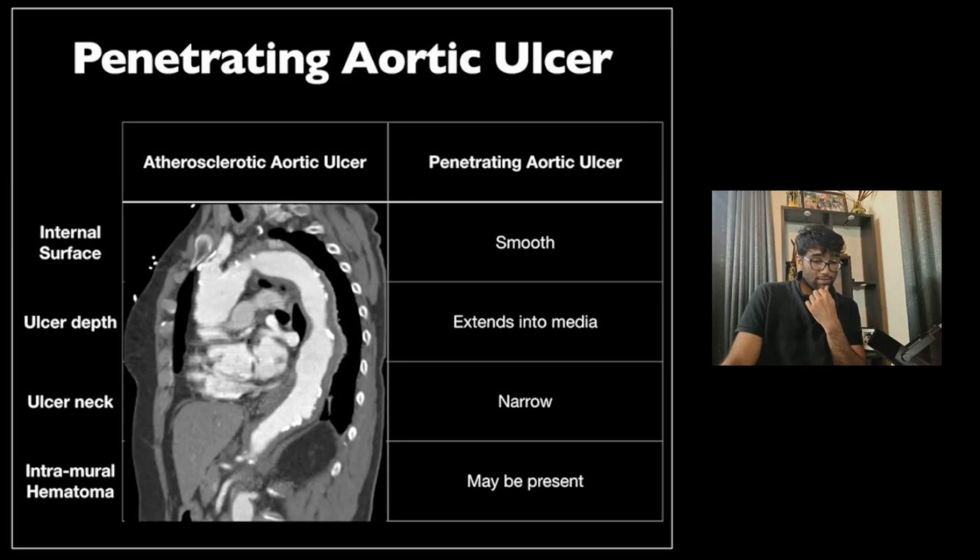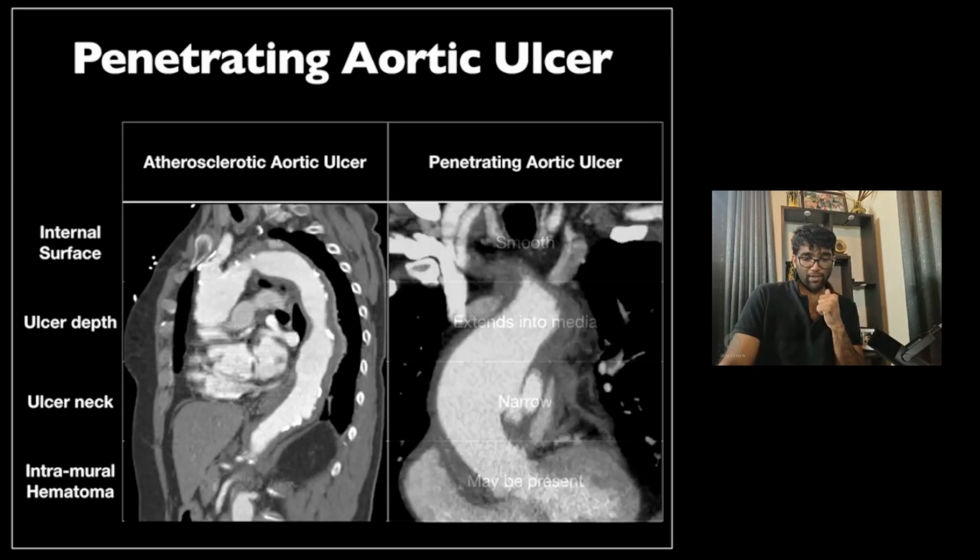So this is what an atherosclerotic ulcer would look like. As you can see, the internal silhouette is undulating. And this is a true penetrating atherosclerotic ulcer. As you can see, there is a proper penetration here with a narrow neck, and there is an intramural hematoma that is right next to it. These are the things that suggest it is a penetrating aortic ulcer.